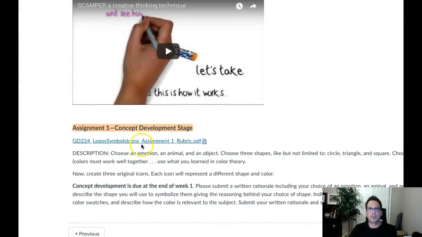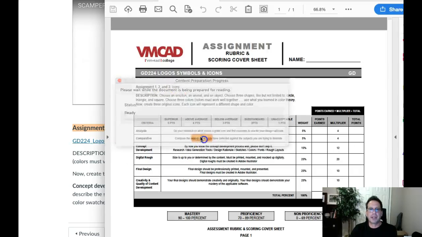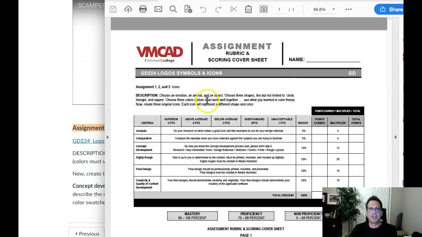Here's the rubric right here. Let's pop that open and see what's going on. For this assignment, you're going to choose an emotion, an animal, and an object. Choose three shapes, like, but not limited to, a circle, a triangle, and a square. You can use any shapes you want.